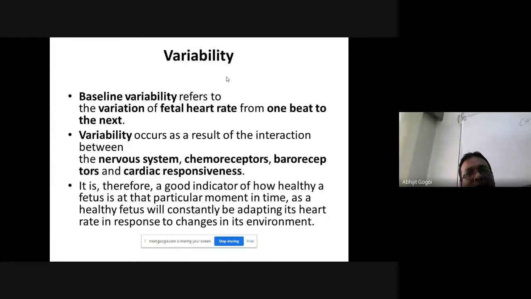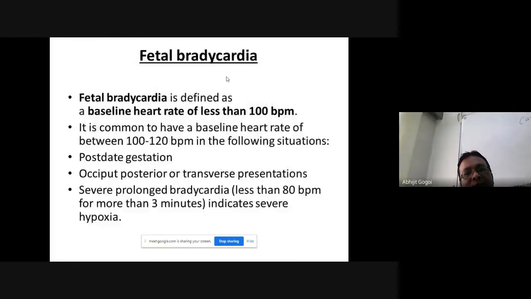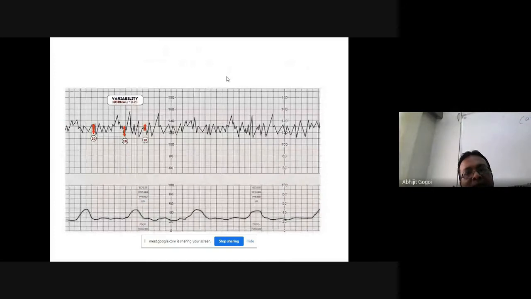Okay, so variability. What is variability? Look here in the CTG. You see these waves. This is the fetal heart. Fetal heart rate waves are not like an adult's. In an adult, you can get a constant ECG, a constant wave of PQRST, PQRST. But in the fetus, you can see it jumps.